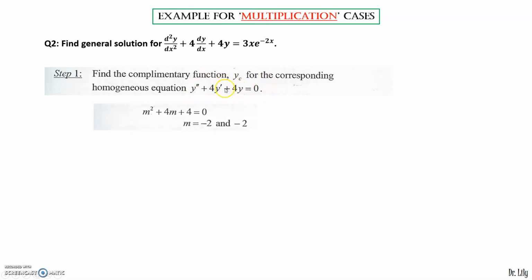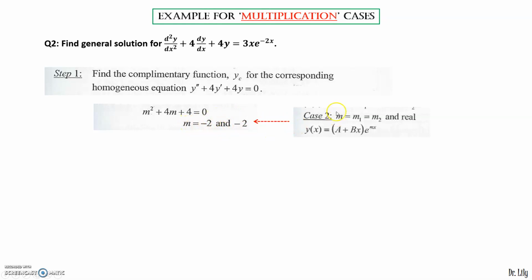Okay, so from there you come up with the quadratic equation, which is given by m squared plus 4m plus 4 equal to 0. Then you need to solve the quadratic equation. You might use a calculator, or you can also solve it by hand. So now you have the roots equal to -2 and -2.